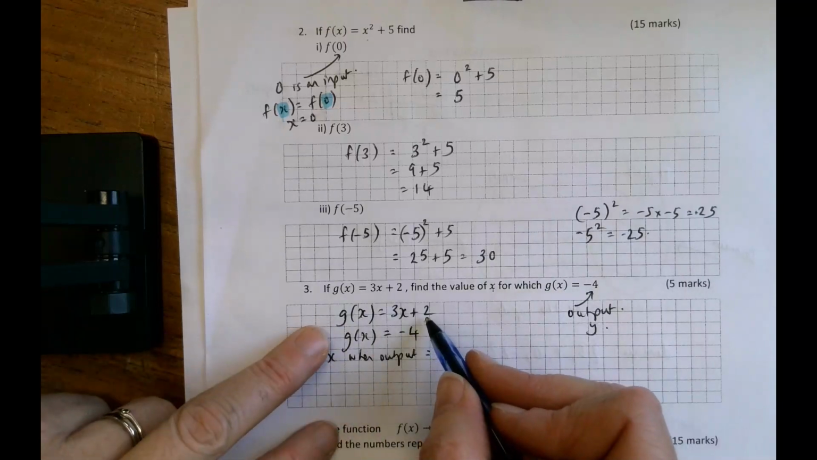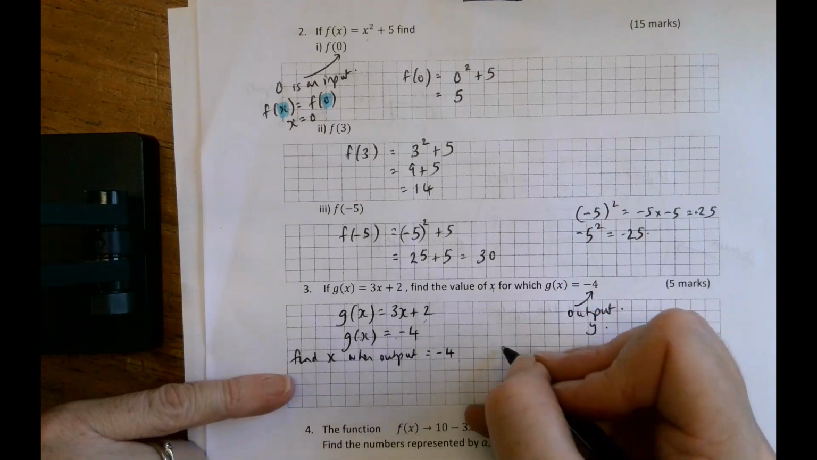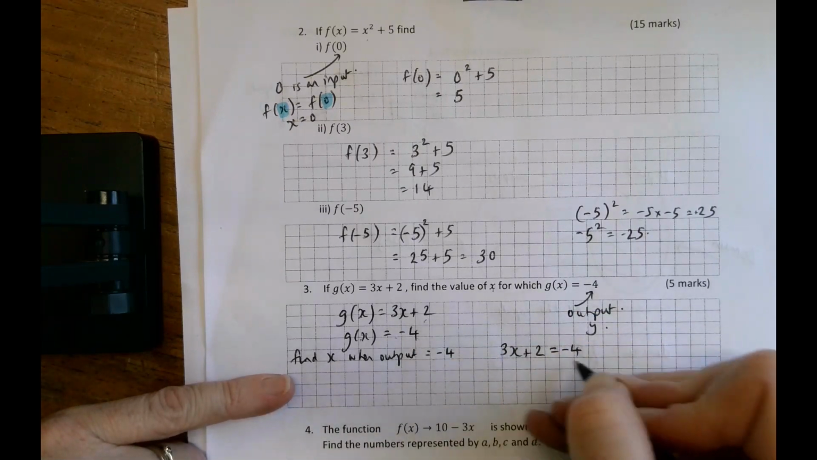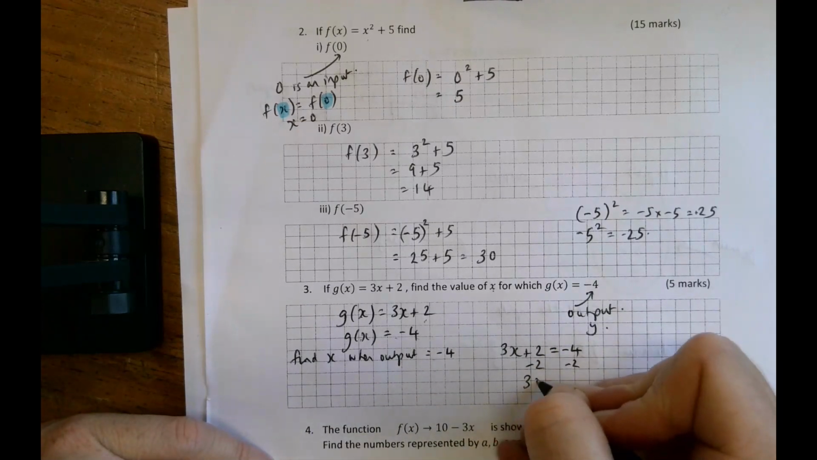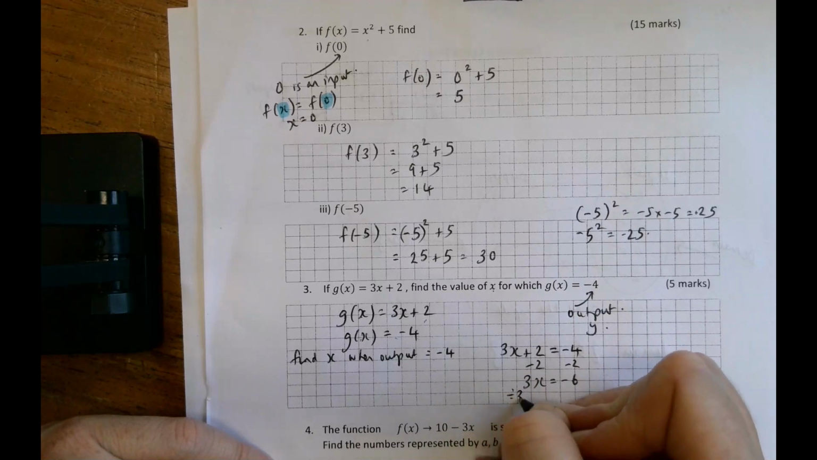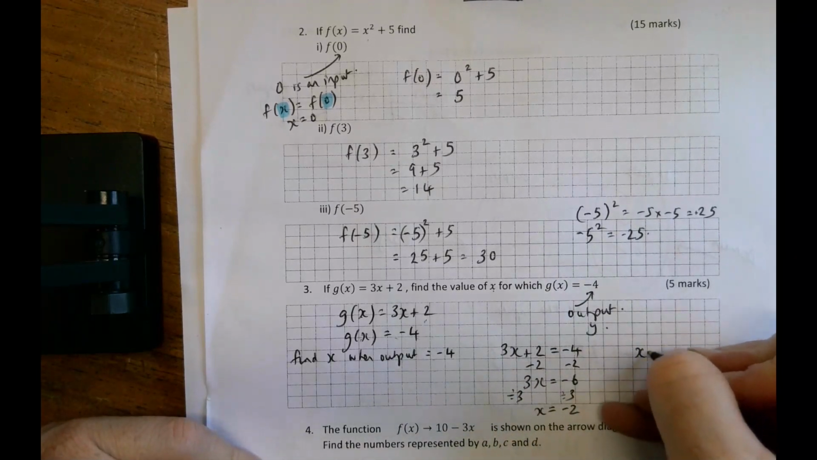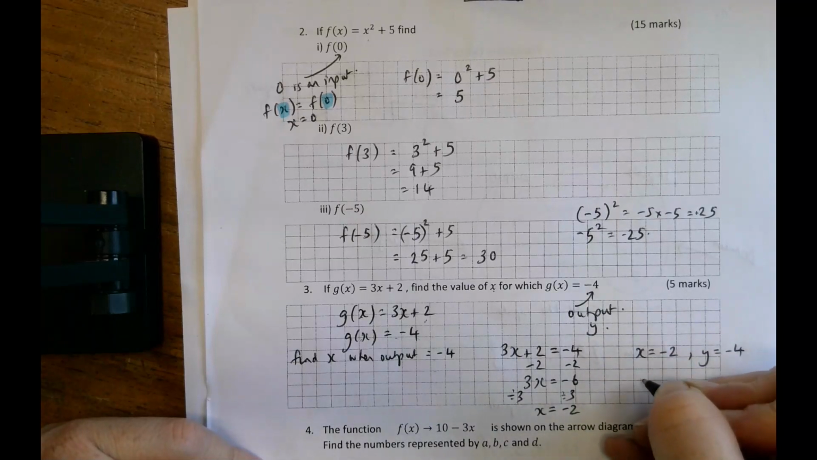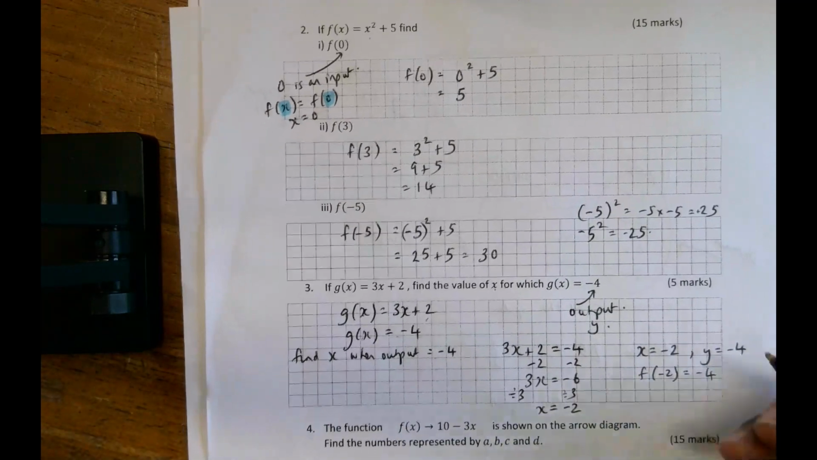Now, g of x equals 3x plus 2, and g of x equals minus 4. So 3x plus 2 equals minus 4. Subtract 2, 3x is equal to negative 6, divide by 3, x is equal to negative 2. So what we find is when x equals negative 2, y equals negative 4. So g of negative 2 equals negative 4. So our answer is x equals negative 2.